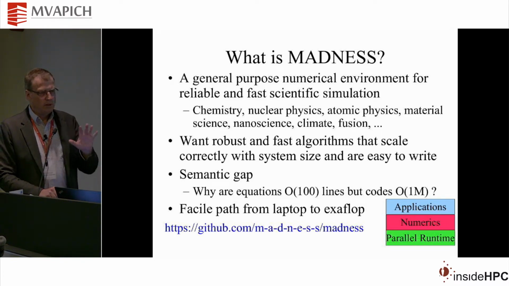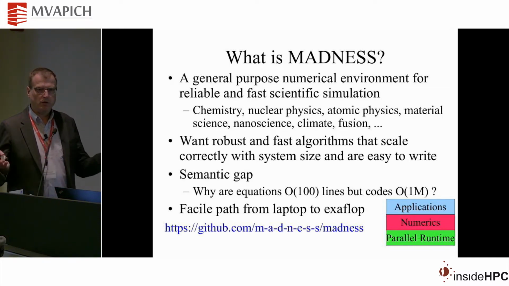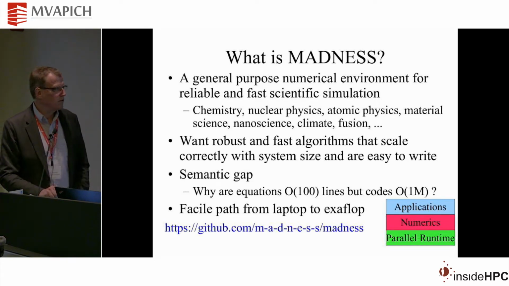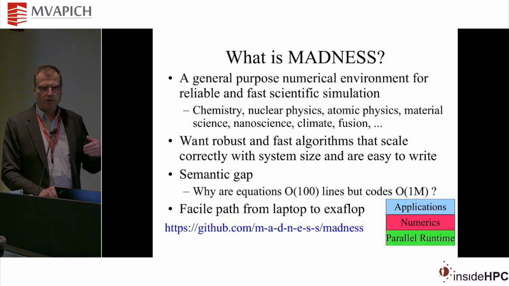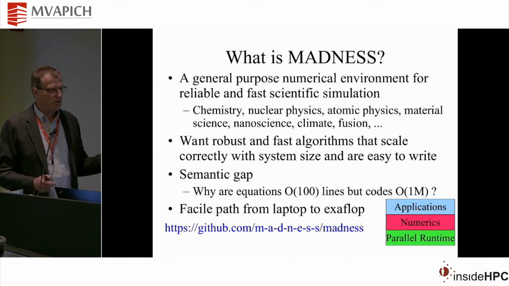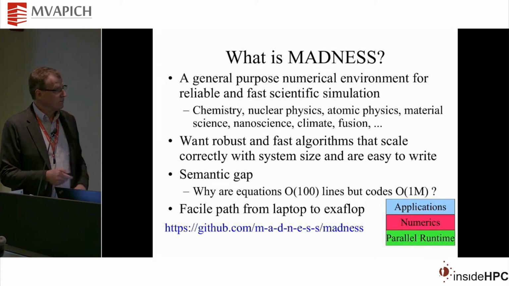So those were the initial two motivations, but we also wanted to do something about this semantic gap. So many chemistry codes are massive. We'll see more detail about that towards the end of the talk. But our equations are relatively concise, right? We can get our equations on a few pages of algebra, but our codes are literally a few million lines long. So this disconnect is really disconcerting.